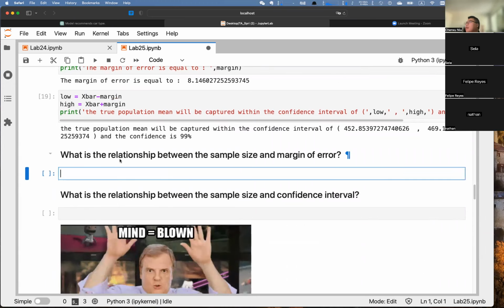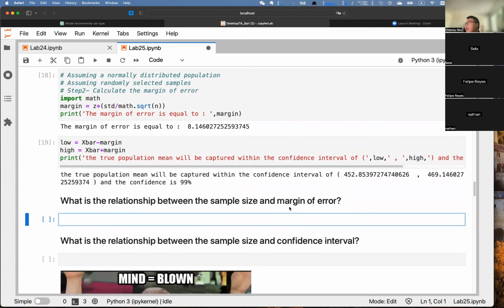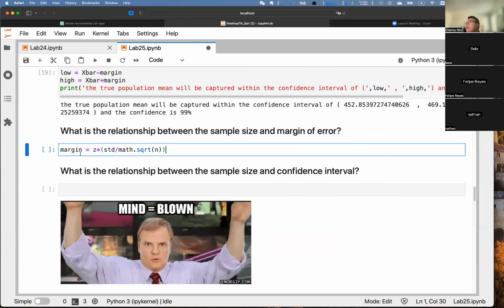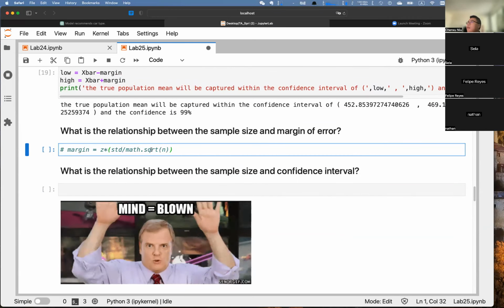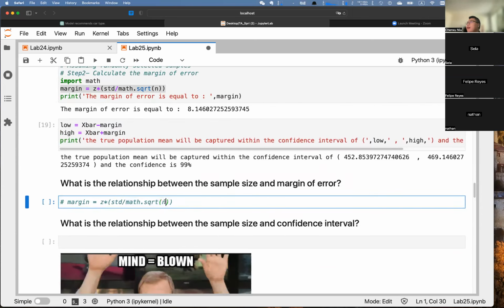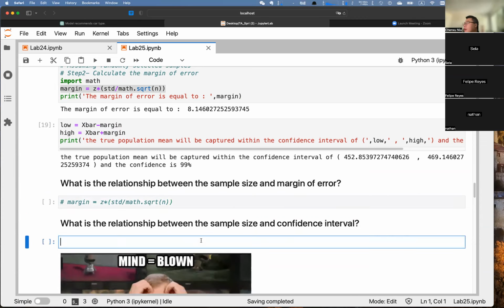Okay, next one is about the relationship between the sample size and margin of error. You can find out from this margin, right? Because here the margin is something divided by the square root of n, the sample size. So when the sample size is larger, the margin of error will be smaller. It's a relationship, but you need to answer it by yourself. This one you need to figure out by yourself.